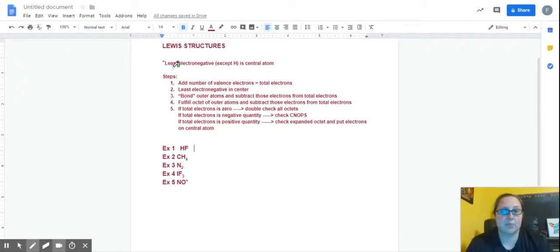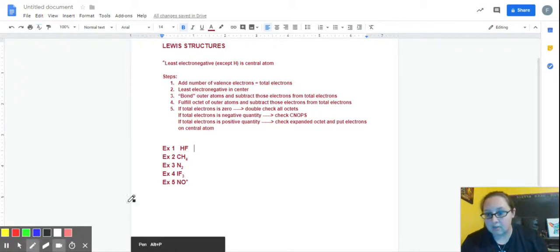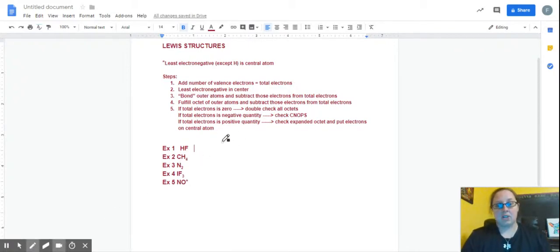So I got a couple of examples to work with you on this. So example 1 is HF. So HF, let me change the color, I don't want green. HF, there's only 2 elements there, right? So we will not really have a central atom. If I had to choose a central atom, that would be fluorine, because even though it's the most electronegative, hydrogen can never be in the center, technically. The reason why is because he's just quite frankly not big enough to hold all the electrons.